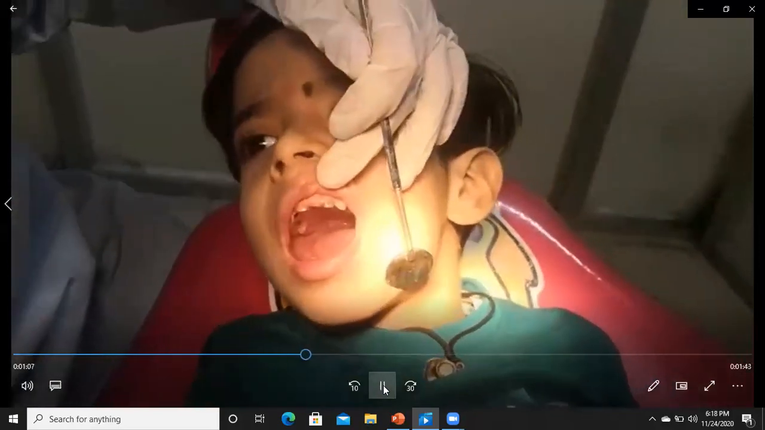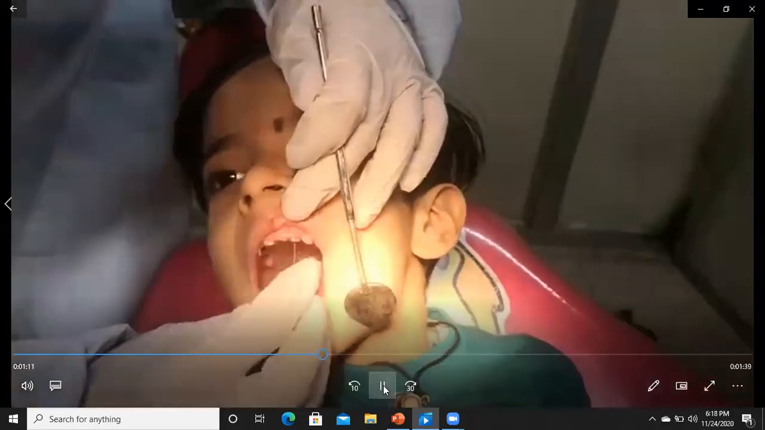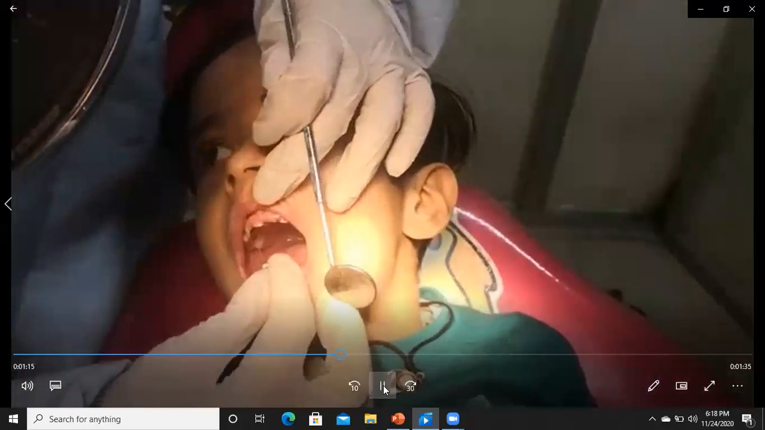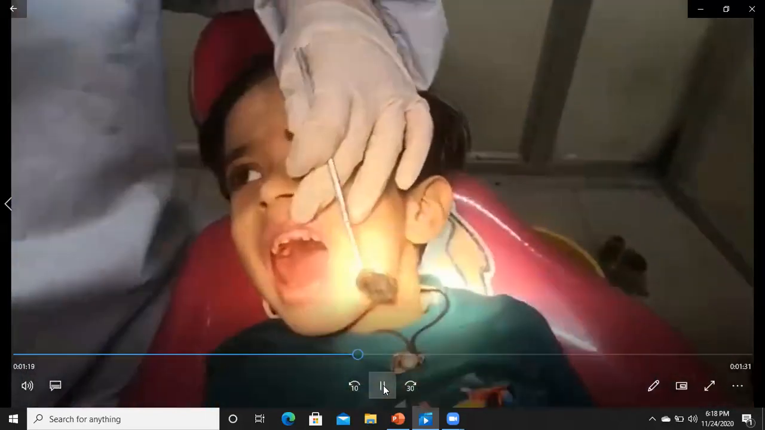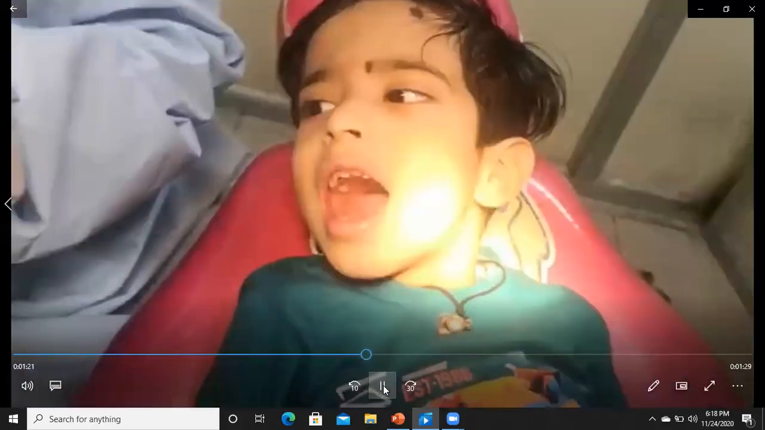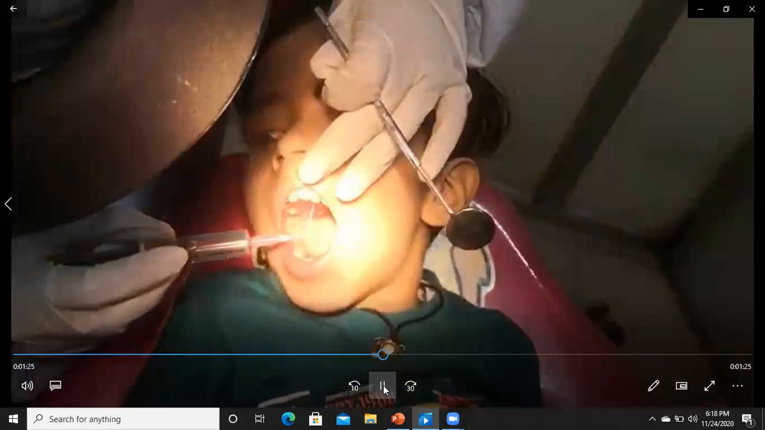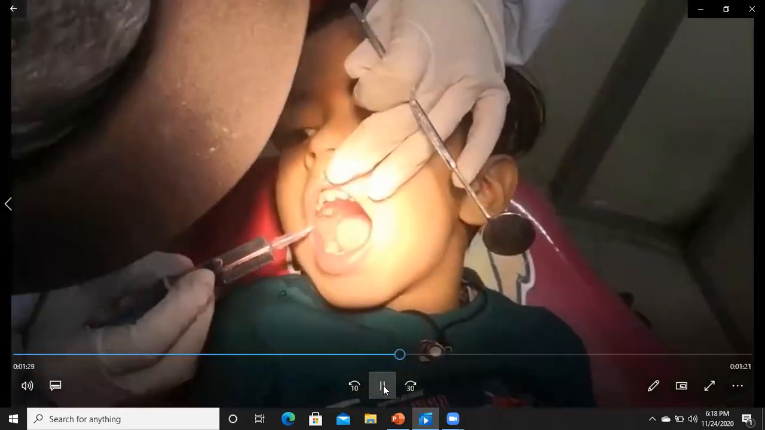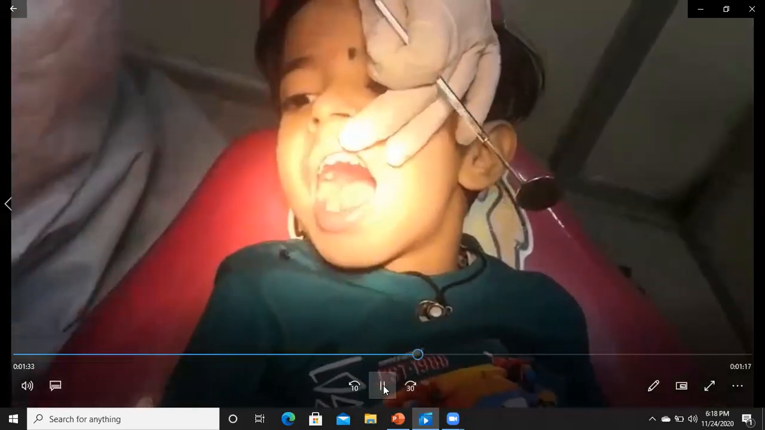Now, once the pulp is removed with a number 15 K file, a series involving number 20 K file, 25 K file, 30, 35 and 40 number K files is used to do biomechanical preparation of the canal. Along with that, irrigation is done in between each instrumentation to remove the tissue.